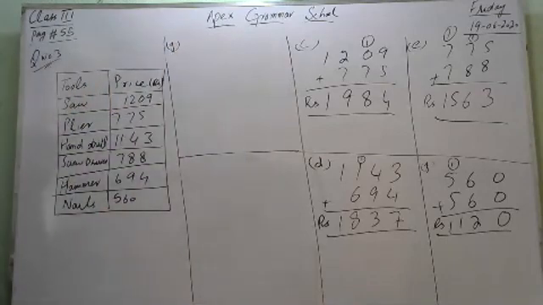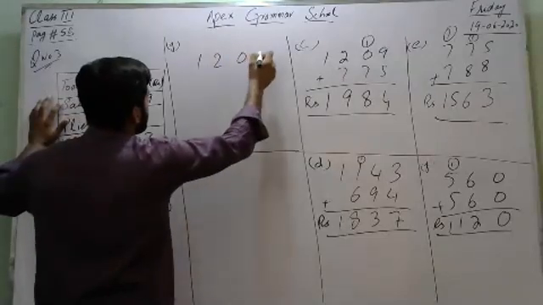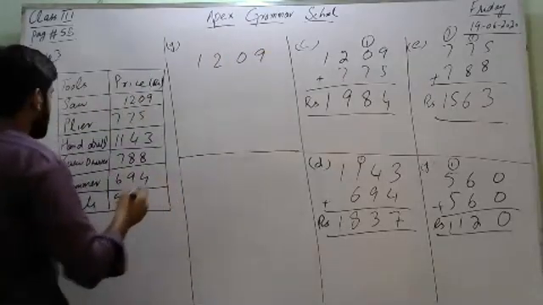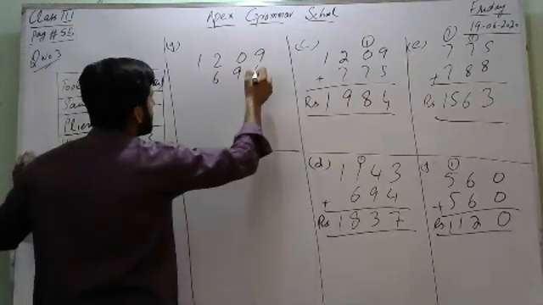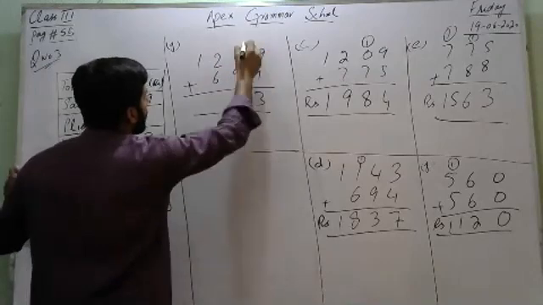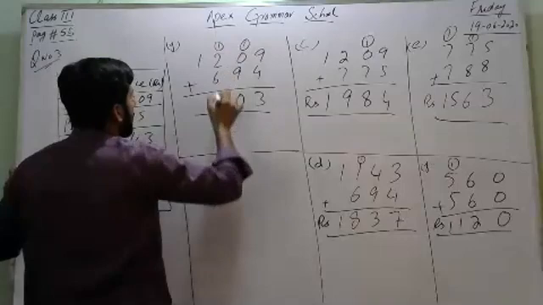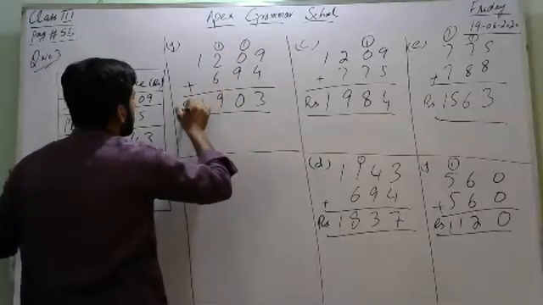G part is total cost of saw and hammer. Price of saw is 1209 and hammer price is 694. 9 plus 4, 13, 1 carry, 9 plus 1, 10, 0, 1 carry, 6 to 8 and 1, 9, 1 as it is.